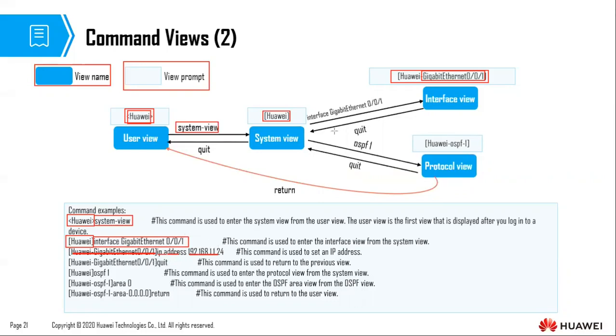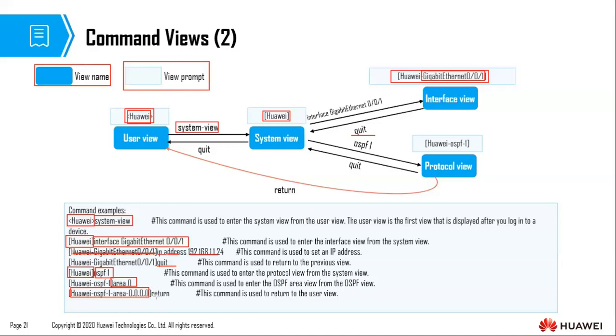Now, in order to go back from one view to another view, the command that is used is quit. If we are on the interface view and we want to go back to system view, we type the command quit. It will take us back to the system view. If we want to get to protocol view, we can type, for example, the command ospf 1, then, for example, area 0, and it's going to take us into the area view. You can see that that is the area view.